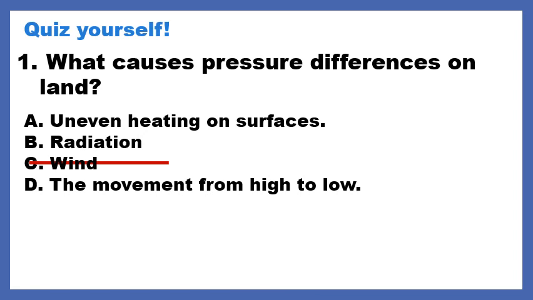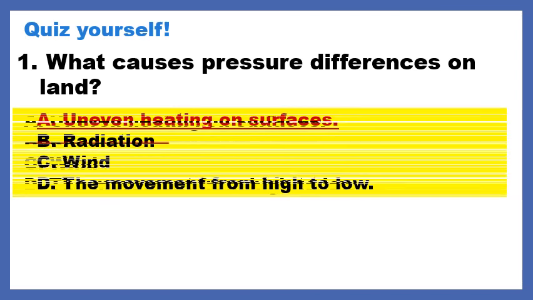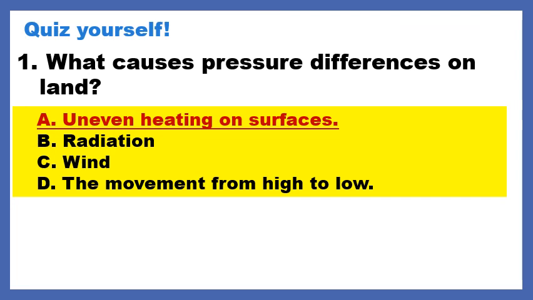Wind, I'm going to knock out right away because wind is the horizontal movement, so that's not going to be it. I'm also going to knock out radiation because that's how the sun's energy first gets to Earth. So the correct answer is uneven heating on surfaces.